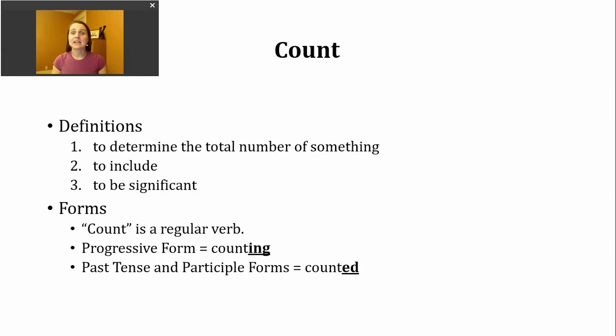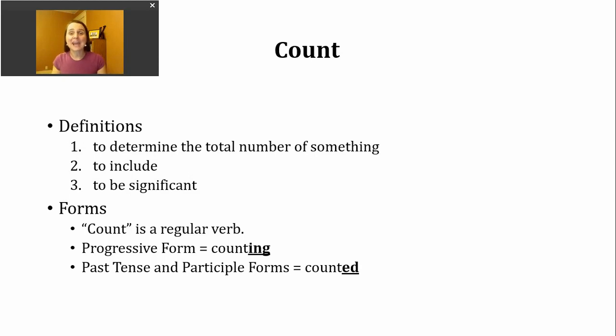A second way to use the verb count is to mean to include. Let me give you an example of this definition. If we have two people talking and one says, well, how many people did you invite to our gathering? And someone says, well, I invited 5 people. Oh, but 10 if you count spouses. So here, 10 if you include those people's spouses, partners, etc.